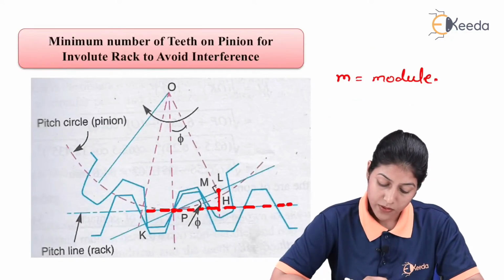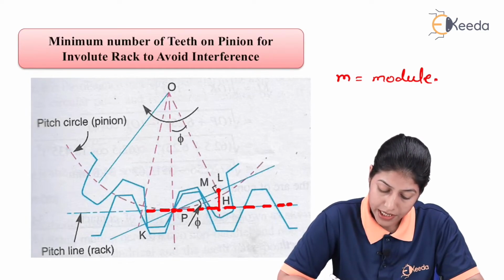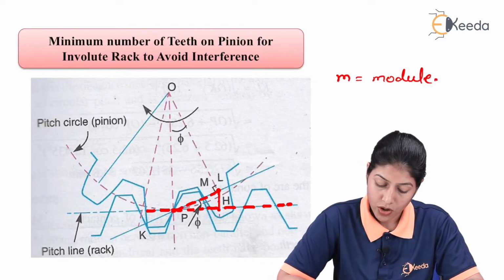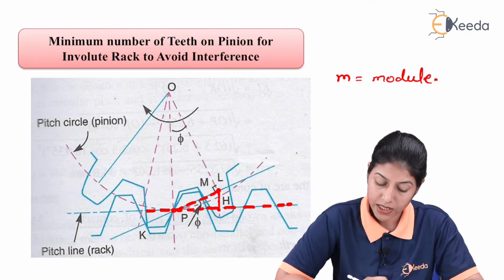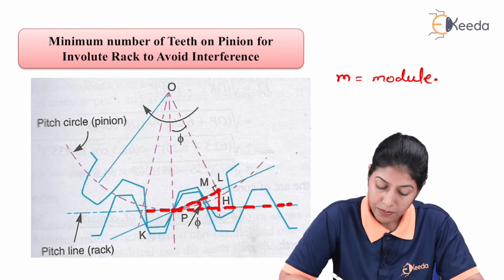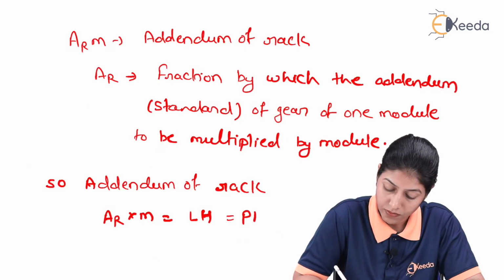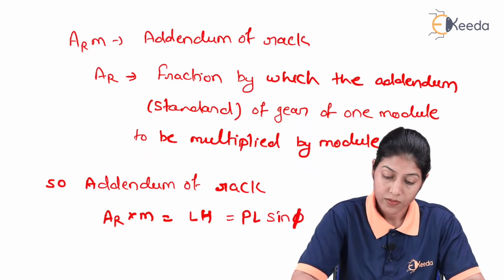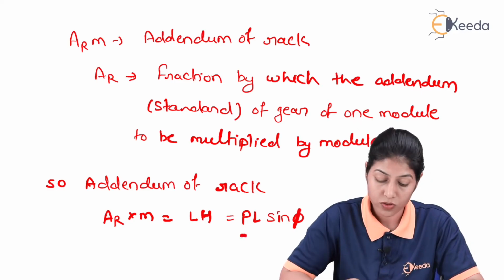So LH we will define with one triangle. Here we are considering the triangle PLH; either we can take M or L. From this triangle with pitch point P, we will define the value of LH. Here we have the pressure angle phi, so it will be PL sin phi. So LH will be PL sin phi. Now we will define the value of PL also.